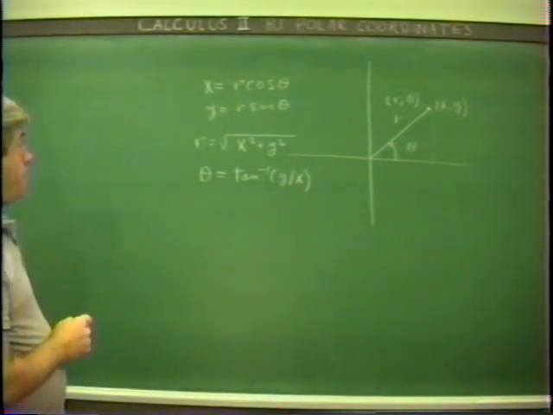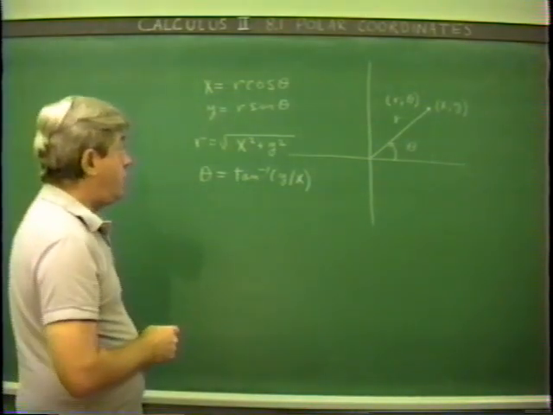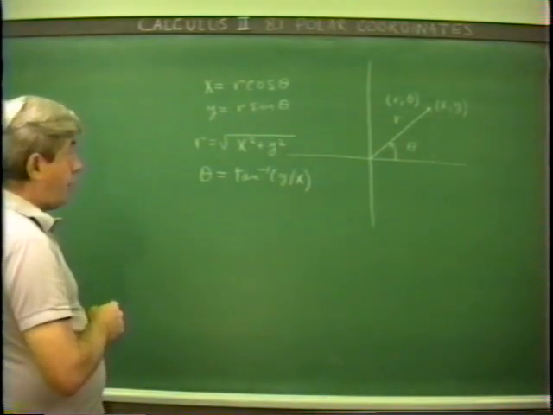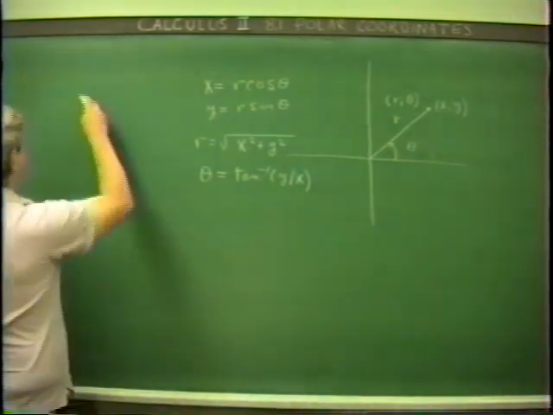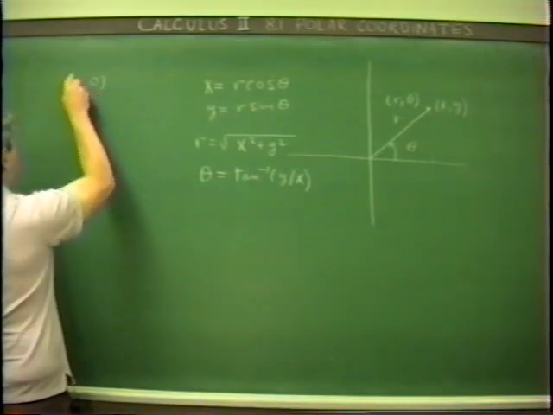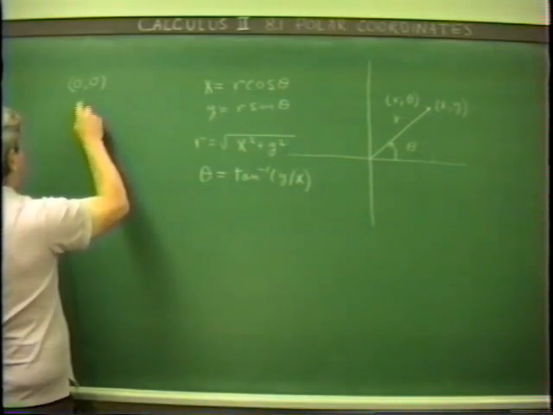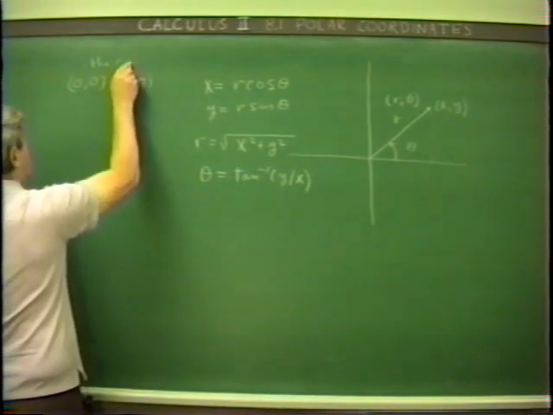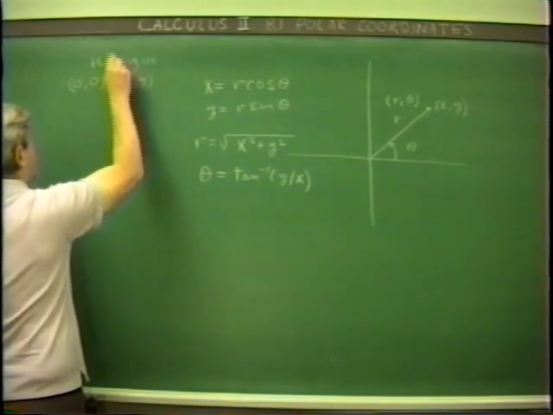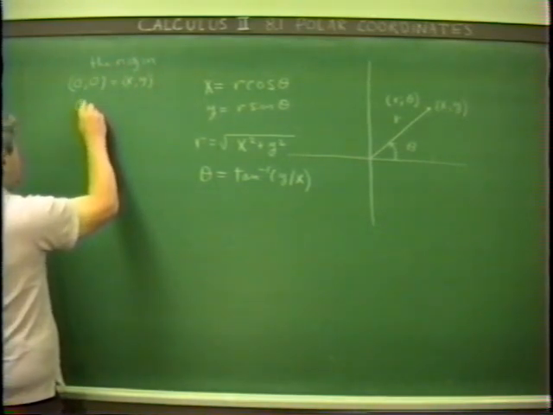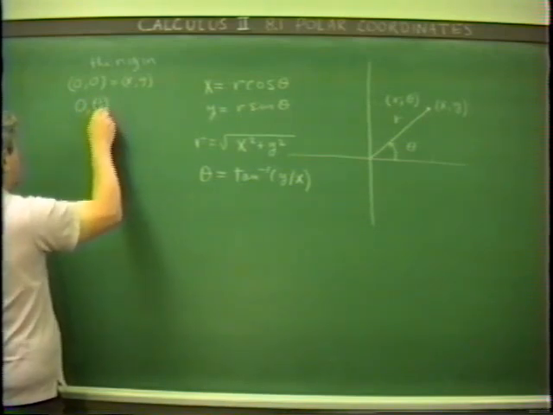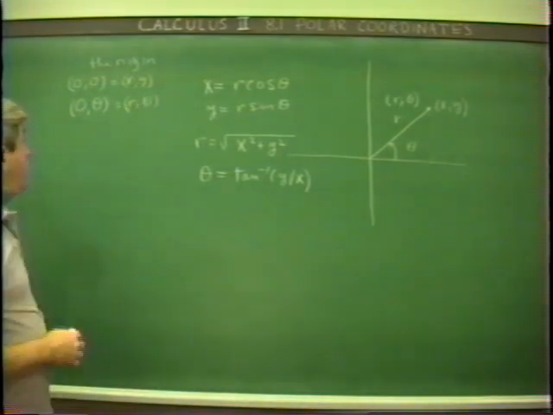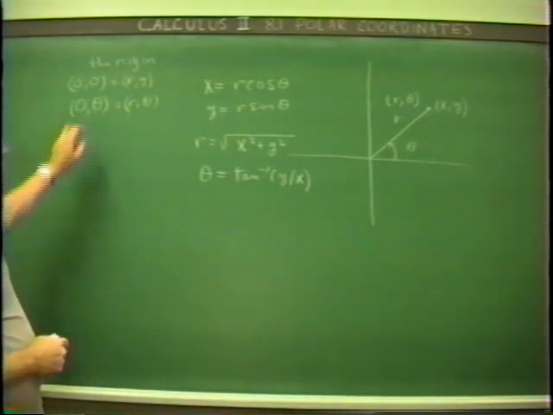Now, there are actually multiple representations of points in polar coordinates. So that, for example, in particular for the origin, 0, 0, in rectangular coordinates, if this is x, y, this is the origin. As long as r is equal to 0, any number theta in polar coordinates will represent the origin. So the origin itself has got a lot of representations.